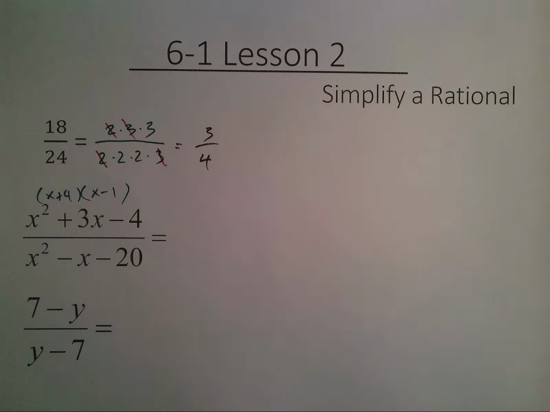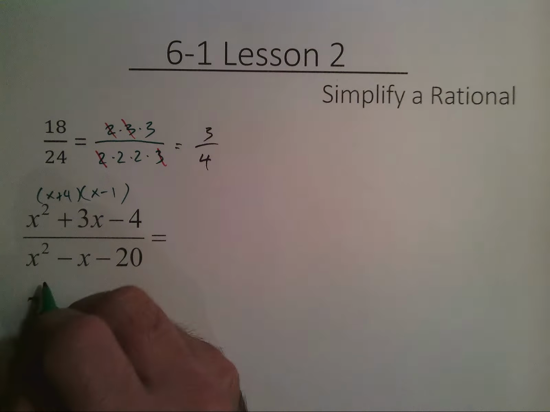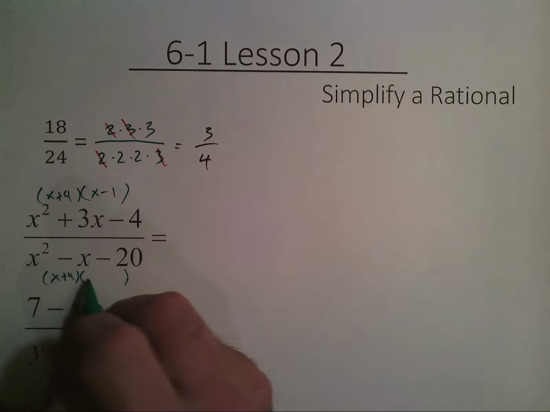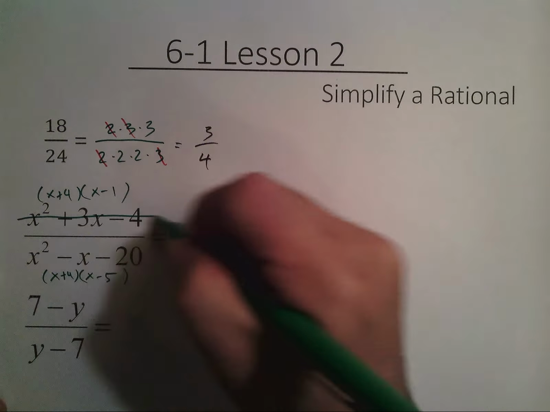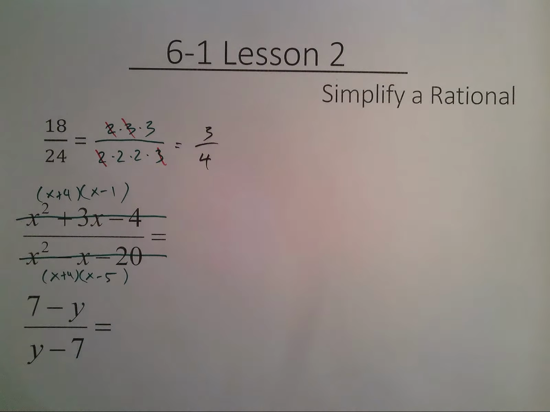Let's see, on the bottom I have x squared minus x minus 20. I think it's going to be 4 and 5, specifically negative 5, so that I get that negative x in the middle. Okay, so now that I've factored the top and the bottom, is there anything that matches? There is. Cancel it out.